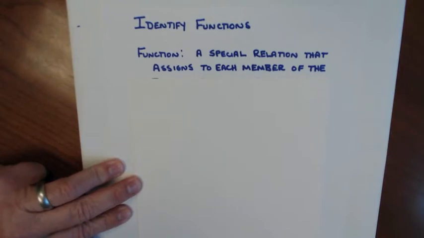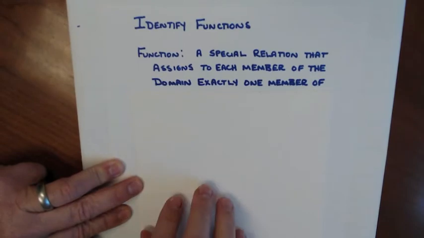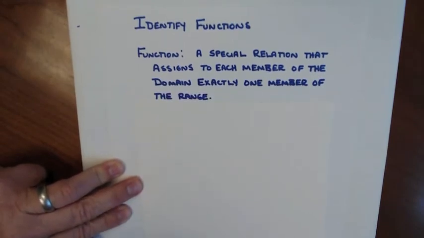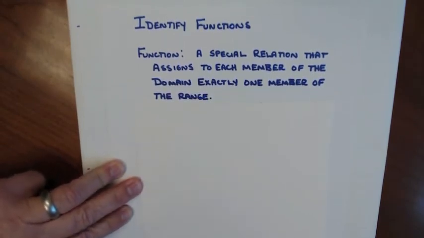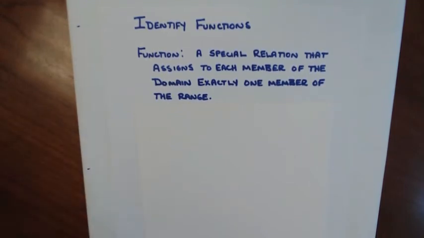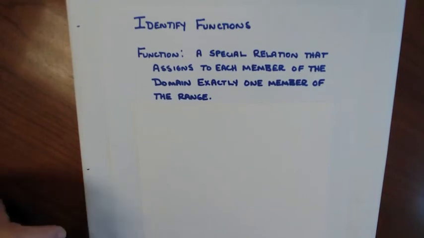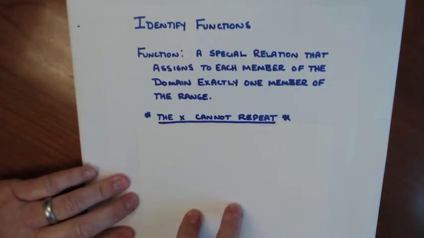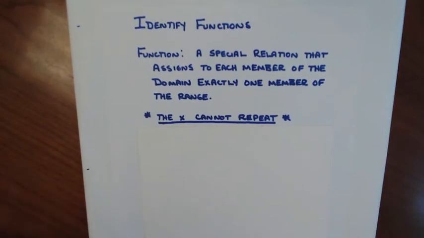This relation assigns one member of the domain exactly to one member of the range. So a special relationship that assigns each member of the domain exactly to one member of the range. An easy way of remembering this: x's cannot repeat. If a number in the domain is assigned to another number, it can't be assigned to a separate number. If 3 is in the domain, it can't be assigned to 2 and 4.